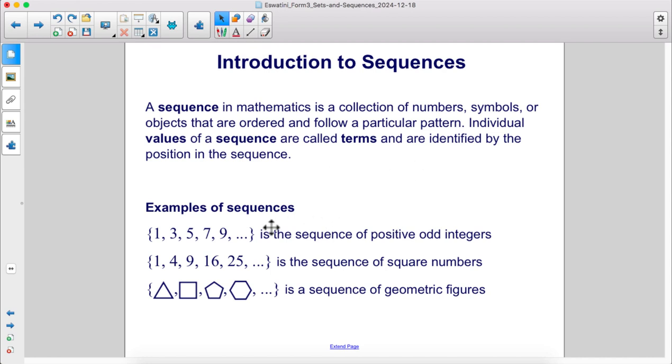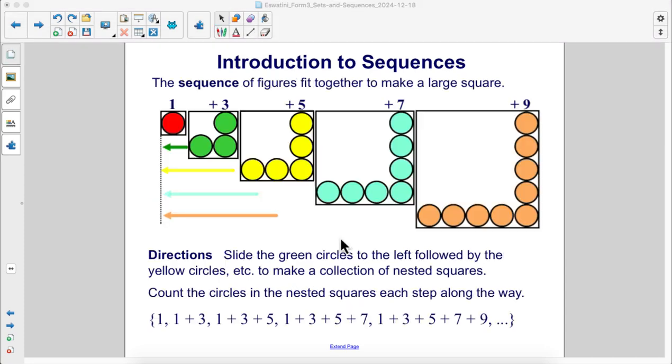1, 3, 5, 7, 9 is the sequence of positive odd integers. 1, 4, 9, 16, 25 is the sequence of square numbers. Triangle, cube, pentagon, hexagon is a sequence of geometric figures. The sequence of figures fit together to make a large square.